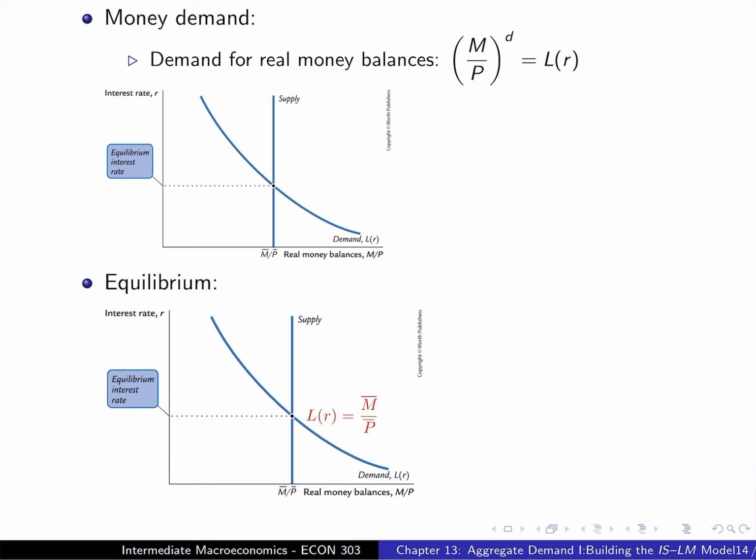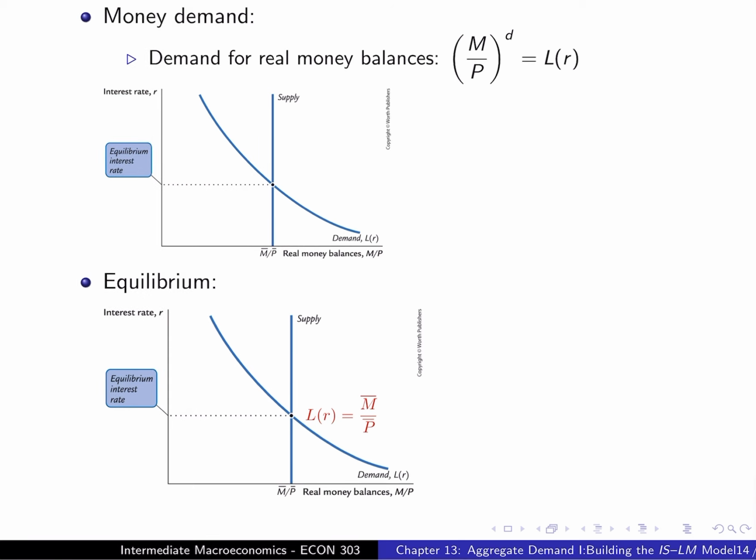Liquidity, a function of R, is a decreasing function of the interest rate. Higher R means lower money demand. Equilibrium in the money market occurs where money demand equals money supply. The interest rate adjusts so that liquidity, a function of R, equals M bar over P bar. At this point, the interest rate is stable and the money market is in balance.